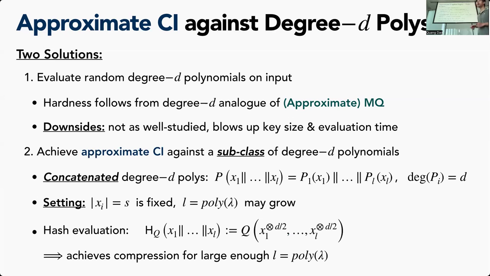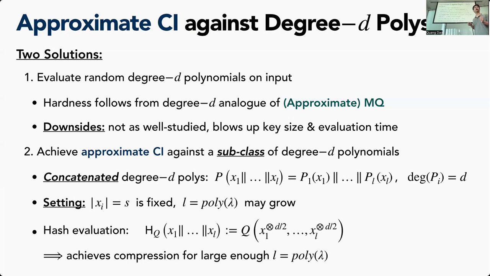And so we could do this, but we have to make a further relaxation. The relaxation here is that we can only achieve a subclass of degree D polynomials, namely those with a very specific structure, where you apply the degree D polynomials on each small chunk of the inputs, and then you concatenate them together.